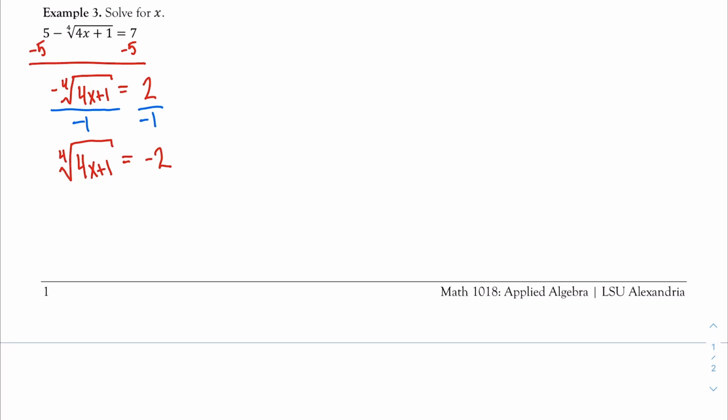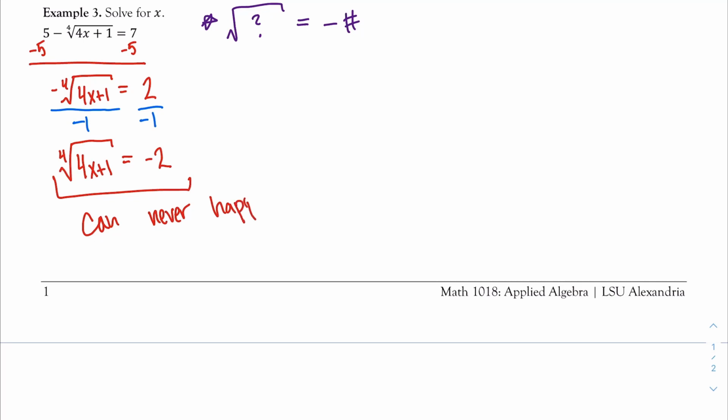I have an even root, the fourth root. I had to ask, is it possible to take an even root of a number and get a negative value? For example, this is just a side note. If I took the square root of anything, is it possible to get a negative value? The answer to that question is no. We should not be able to take the square root of some value and get a negative answer. We've always seen the square root of whatever number is a positive or at least non-negative answer. This actually applies for any even root. So if I look at this, I have the fourth root of 4x plus 1 is equal to -2. My fourth root can never equal a negative value. In other words, this can never happen.